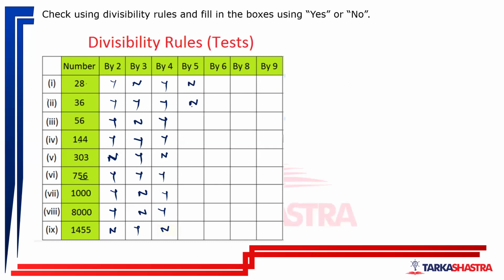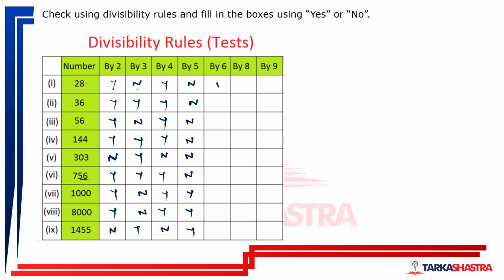28 not divisible by 5. 36 is not divisible by 5. 56 is not divisible. 144 no. 303 no. 756 no. 1000 yes. 8000 yes. 1455 yes. Now divisibility by 6.